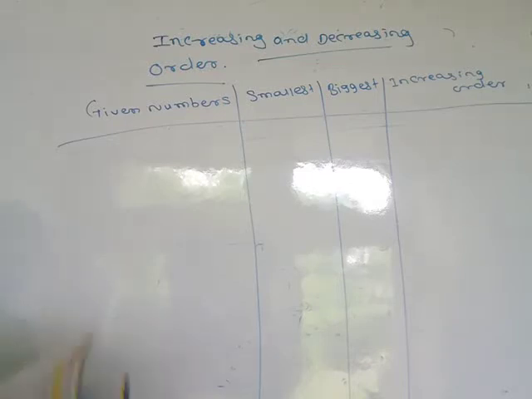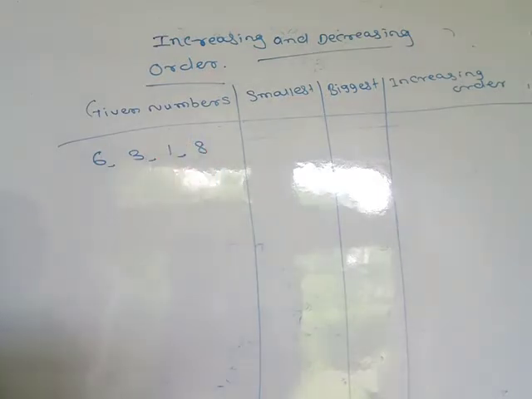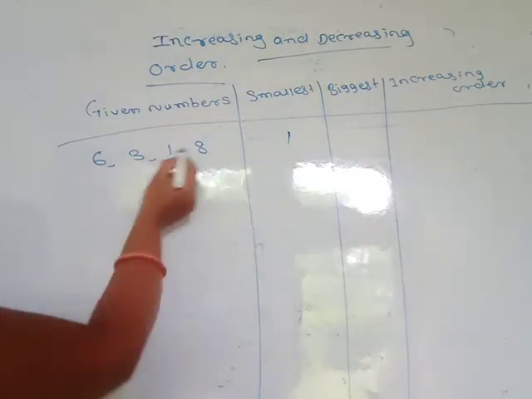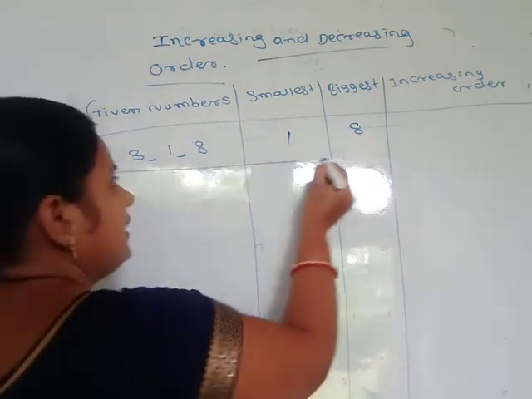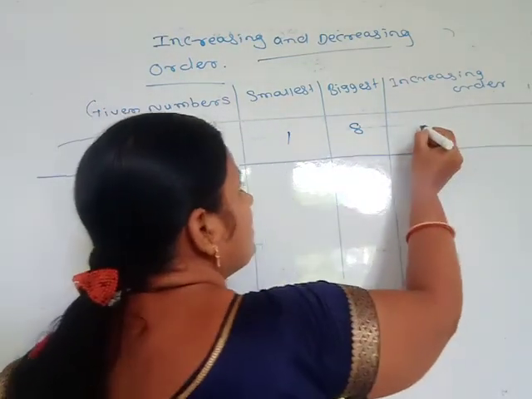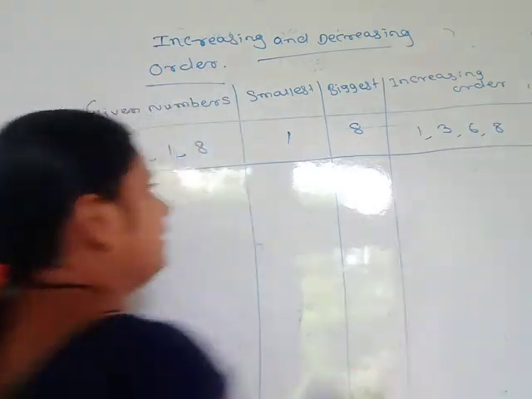Here the numbers given are 6, 3, 1, 8. Then in these numbers, which one number is smallest? Then you write here 1. Then the biggest number, 8. Then all these numbers you write in increasing order. Smallest to biggest one means 1, 3, 6 and 8.